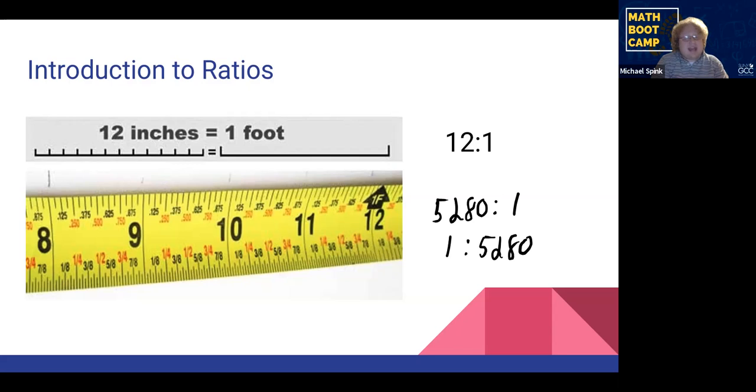In the same vein, if I have 24 inches, well, how many 12s do I have? I have 1 12, 2 12s. So I have 2 feet. Note that the order is important.